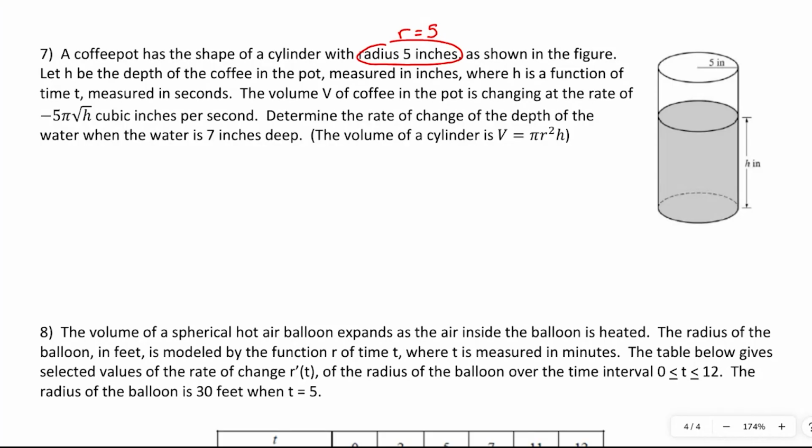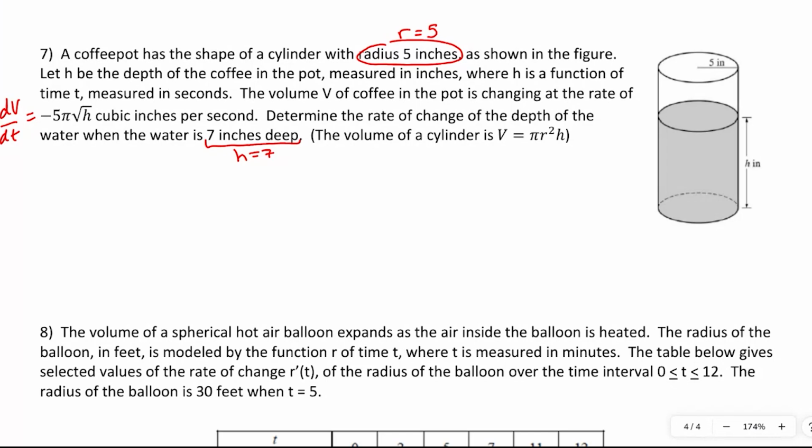The volume V in the coffee is changing at the rate of negative 5 pi root H cubic inches per second. Okay, so this is how the volume is changing. This is our dV/dt. It's the rate at which the volume is changing. Determine the rate of change of the depth of the water when the water is 7 inches deep. So this is our H.